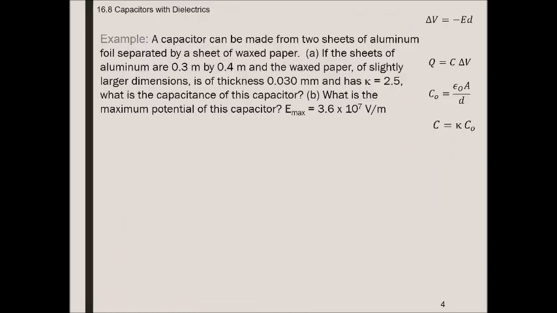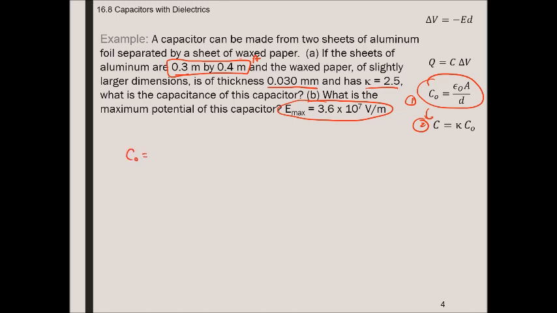So now we're going to look at that all mathematically. And so here we have a capacitor made from two sheets of aluminum foil separated by wax paper. Apply the simplest capacitor you can form. The sheets of aluminum foil are given this. This is going to give us our area. And the thickness of the wax paper is this, and we know the dielectric constant, and we know what its breakdown voltage is. So the first thing we want to do is figure out the capacitance. So I'm going to use this to figure out our base capacitance, and then modify that with our dielectric constant.